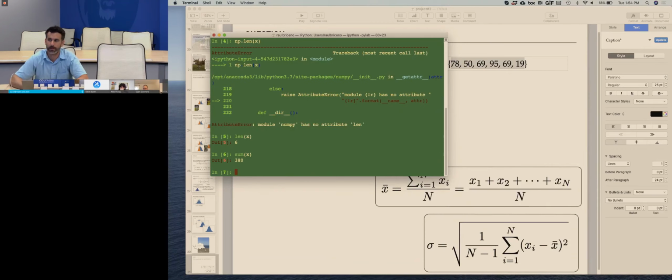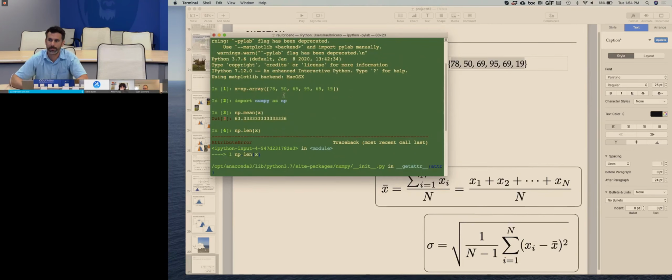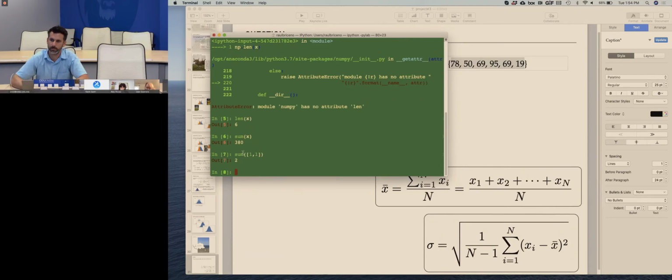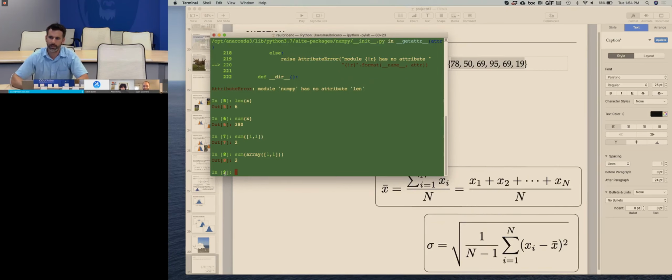It just sums all the elements inside of the array. So here's an example. Let me sum 1 plus 1. You see, sum is just adding all the elements inside of the array. In this case, I defined it as a list. I can define it as an array. Either way, sum works for both. Okay?